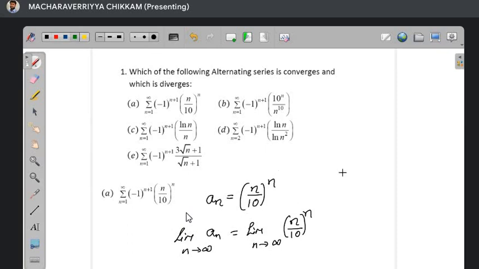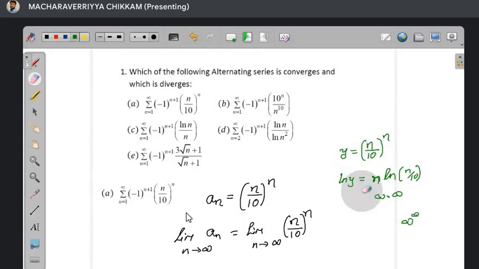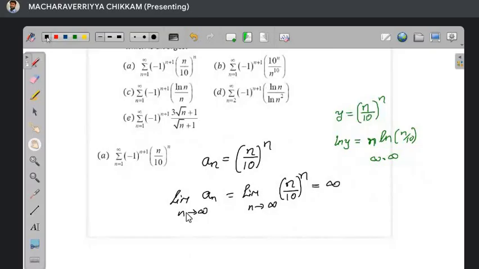Now we can take y equal to (n/10)^n. From this, ln y becomes n times ln(n/10). It is easy to observe that it's like infinity times infinity, or infinity to the power of infinity. So finally the value goes to infinity. You can easily see that the limit of this sequence is infinity, so the limit of the nth term is not zero.